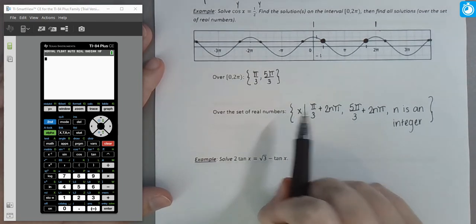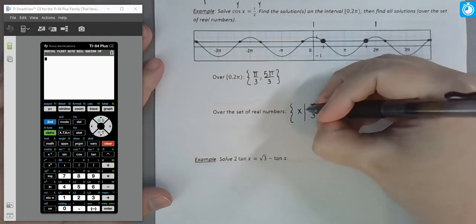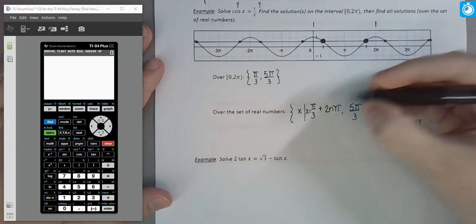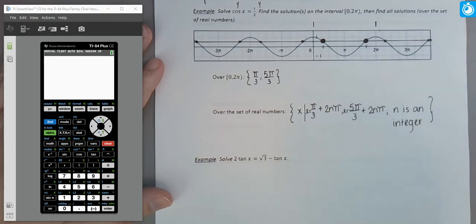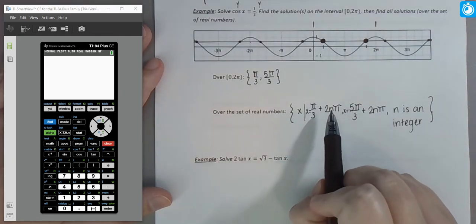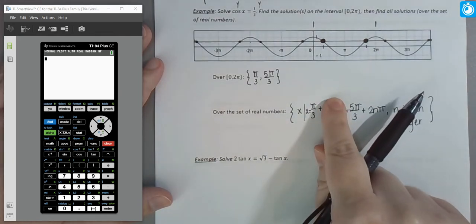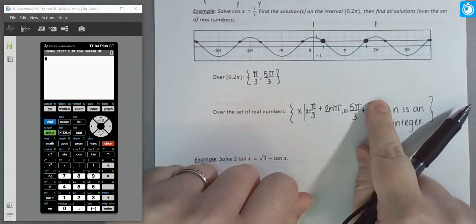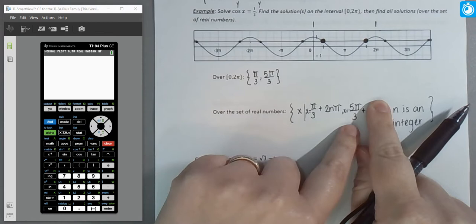So any value of x that meets these conditions, where x is equal to one or the other, I'm going to put my x equals in there, that represents the whole set of solutions. So if we were to make n 0, for instance, well, this goes away, and that just shows that pi over 3 is the solution. Same kind of thing here. If n is 0, 5 pi over 3 is the solution.